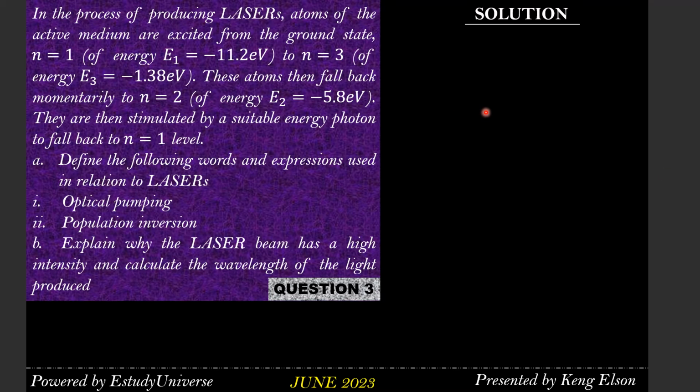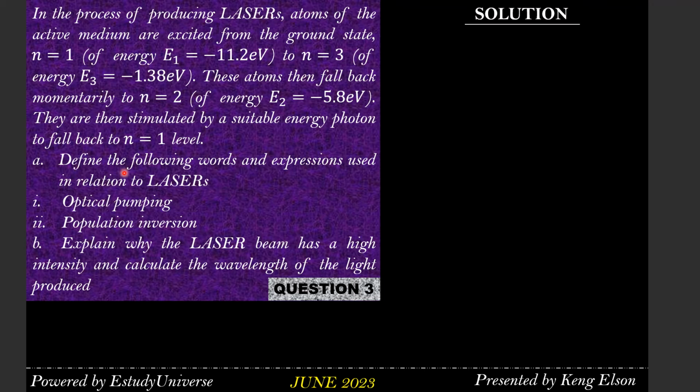Alright, so the third question we have: in the process of producing lasers, atoms of the active medium are excited from the ground state, which is n equal to 1. I've given you the value of the energy level to n equal to 3. These atoms then fall back momentarily to another energy level, n equal to 2. I've given you the value of the energy at that level. They are then stimulated by a suitable energy photon to fall back to n equal to 1 level.